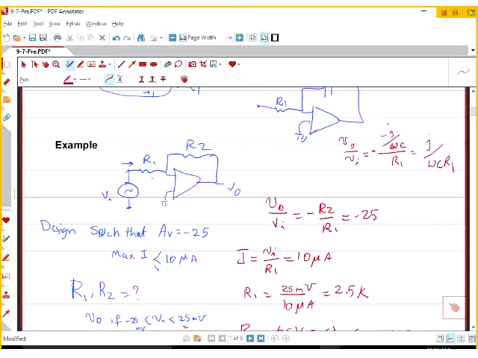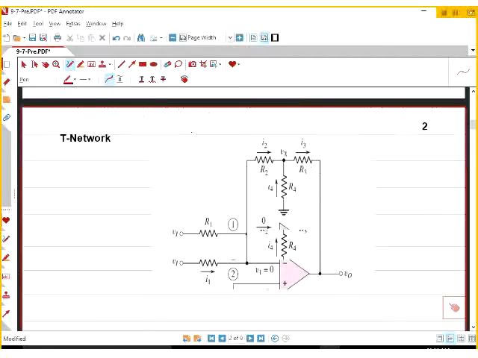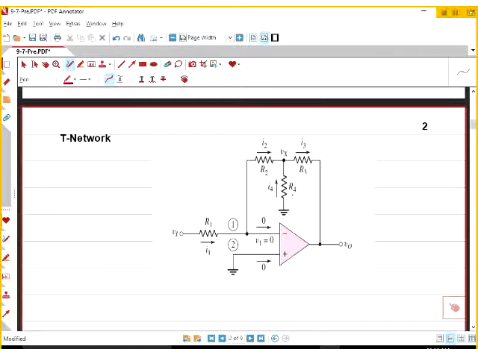So what is the solution? The solution is what we call the T network. Instead of a basic amplifier with 2 resistors, right now I have 4 resistors in this configuration, and let's see how it works.